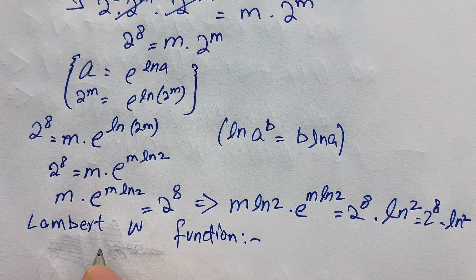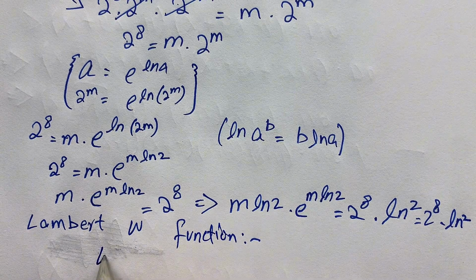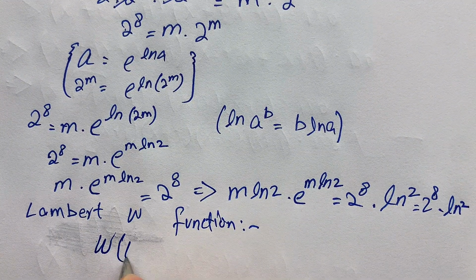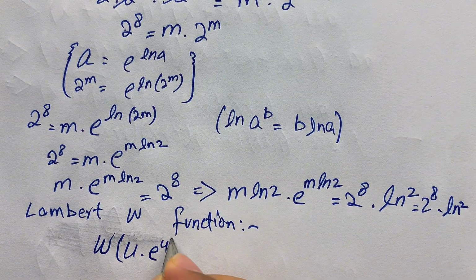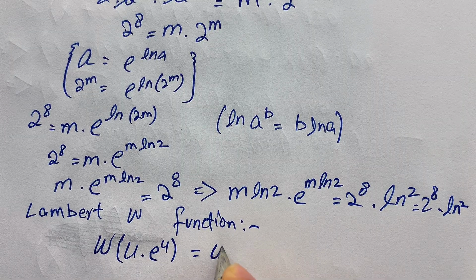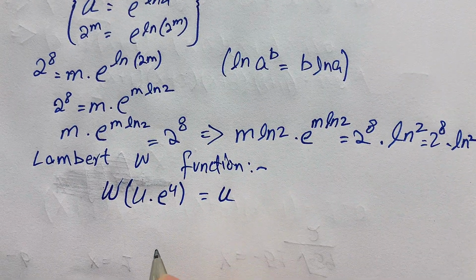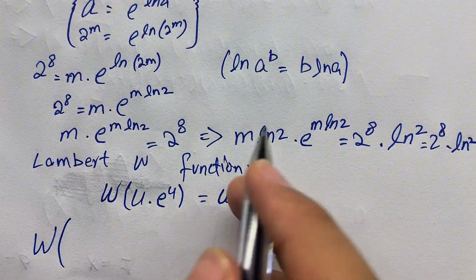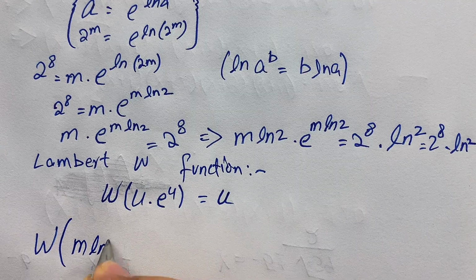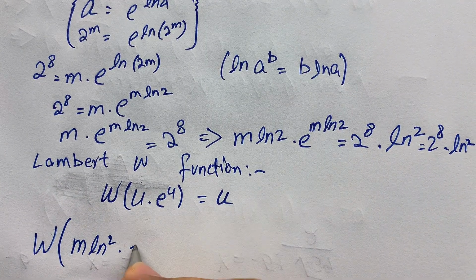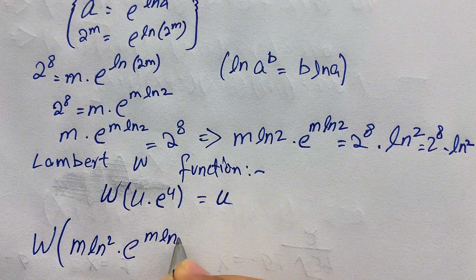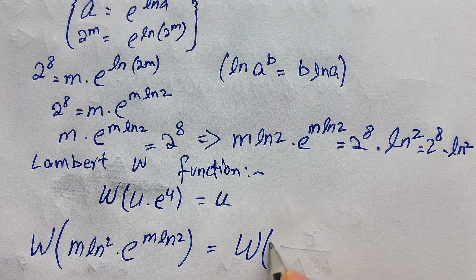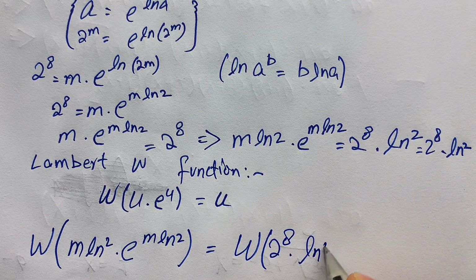After using Lambert W, we get W(u e^u) is equal to u. Now after using this, we get W(m ln 2 into e^(m ln 2)) is equal to W(2^8 into ln 2).